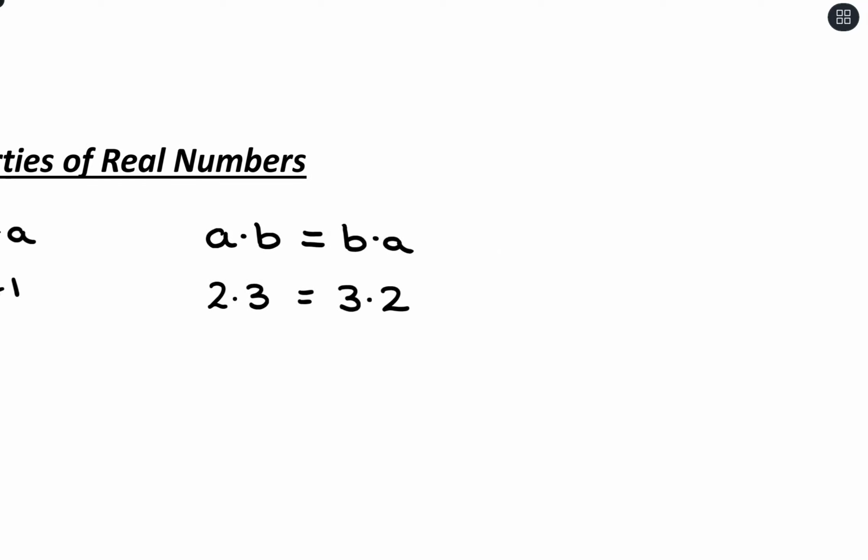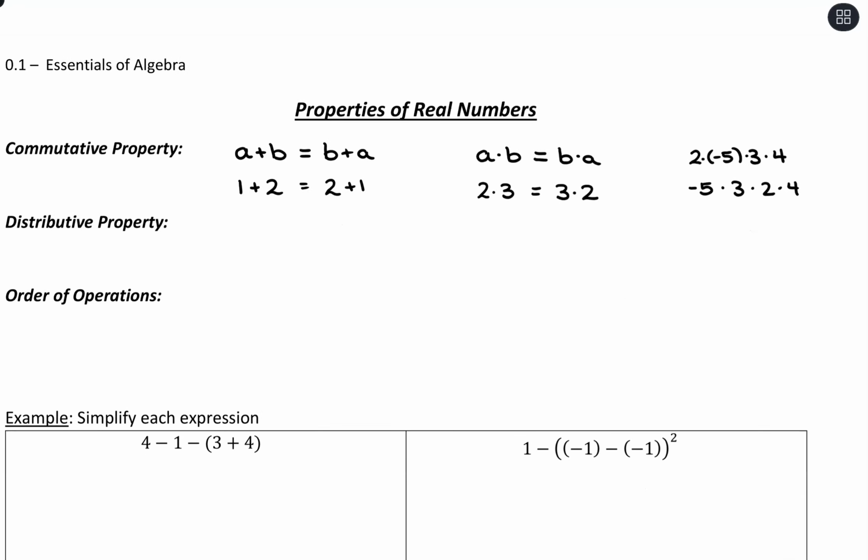And you can do this with a whole string of values. Say we have 2 times negative 5 times 3 times 4. We could rearrange this any way we wanted to. We could have negative 5 up front, then 3, then 2, then 4, however we want to rearrange it, as long as we keep all of the same values in there. Just to emphasize, only with addition and multiplication can we do this. With subtraction, order is important. With division, order is important. But with addition and multiplication, we can move things around.